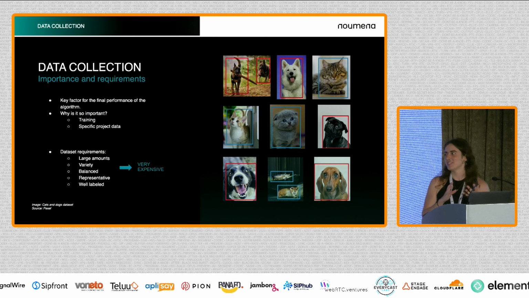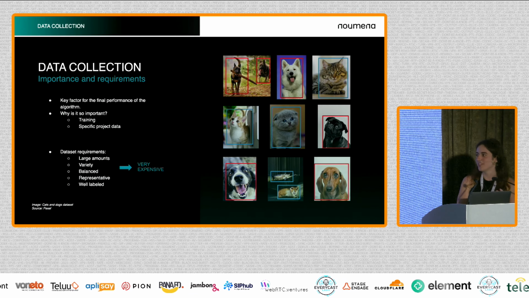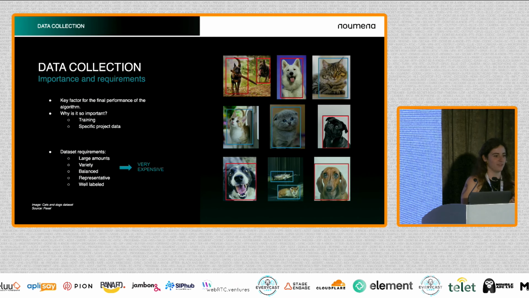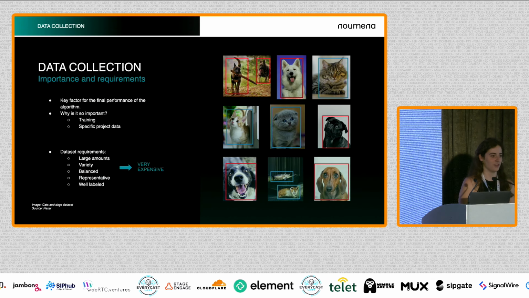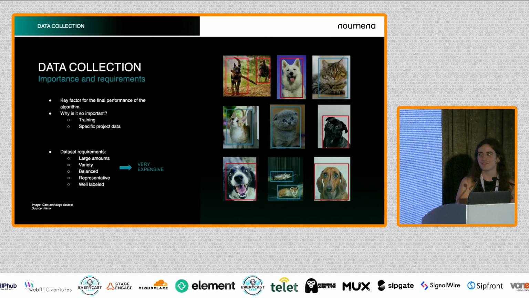Okay, so the first step is data collection. This is one of the most important and tricky aspects of all of these algorithms because you can have the best algorithm in the world, but if you don't have enough data or good data to train it, it will not work. So this is a key factor.